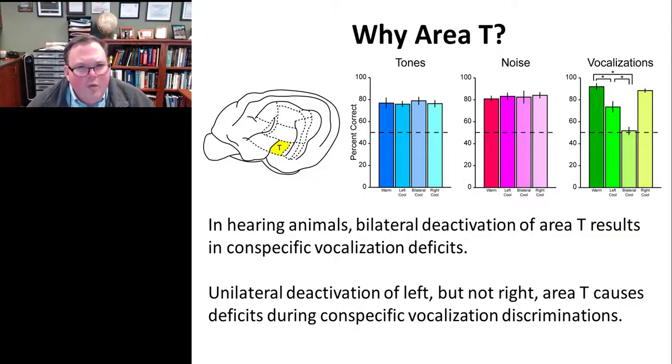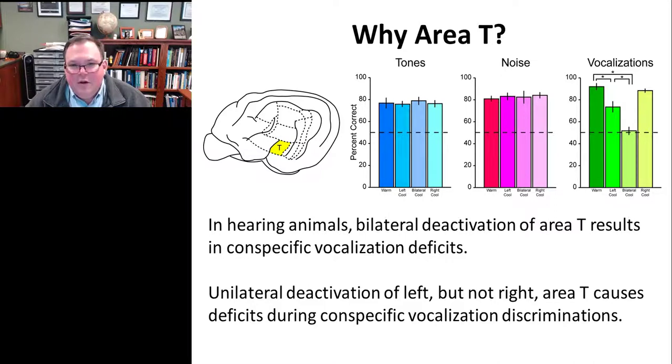So why area T? What do we actually know about area T in hearing animals? Well, in previous work we've done looking at discriminations of different tones, noises, and vocalizations. In this case, since they're cats, they would be meows. And cats can discriminate each other based on their meow. What you find is that in hearing animals, bilateral deactivation of area T results in conspecific vocalization deficits. That means they lose the ability to discriminate each other based on vocalizations.